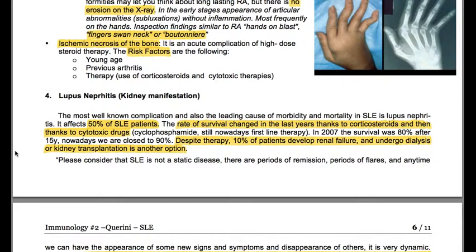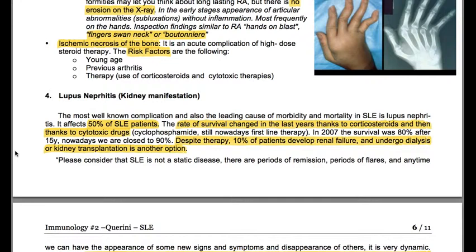We have then ischemic necrosis of the bone. It's an acute complication of high-dose steroid therapy. The risk factors are the following: young age, previous arthritis, and therapy, use of corticosteroids and cytotoxic therapies.